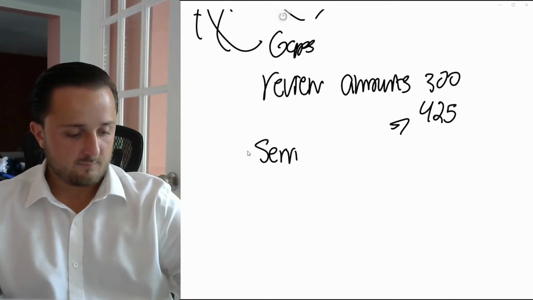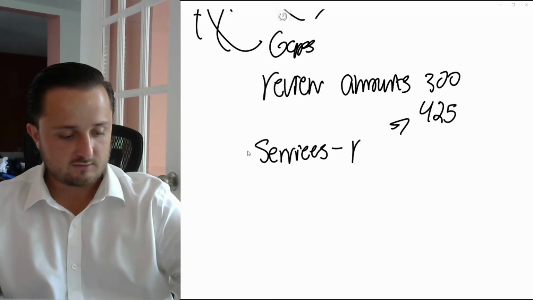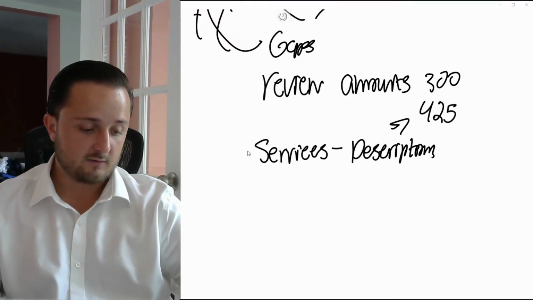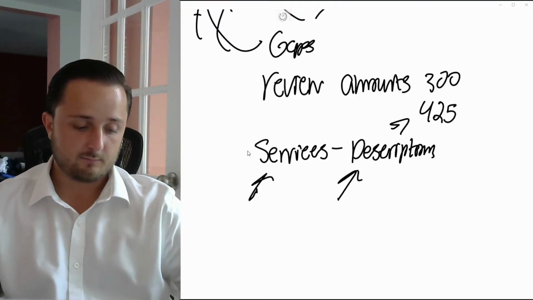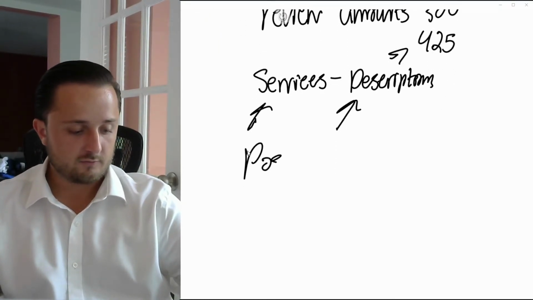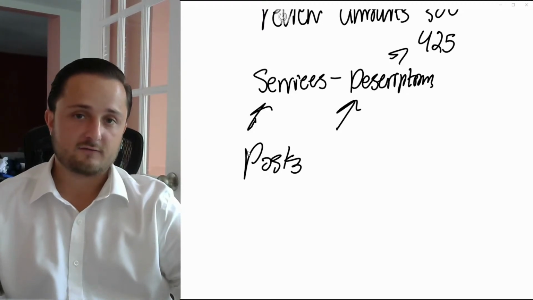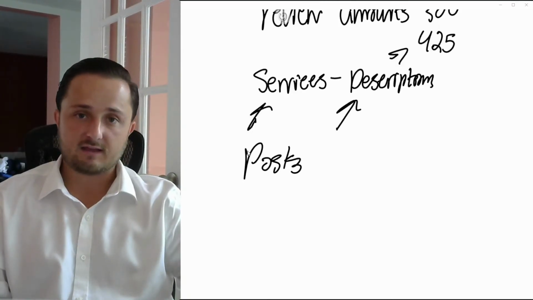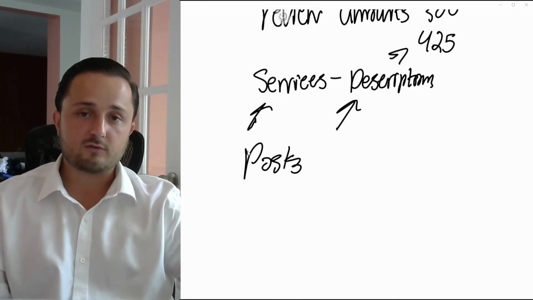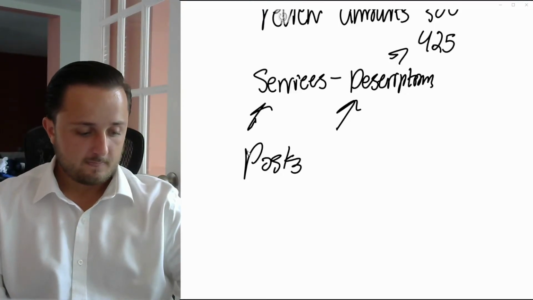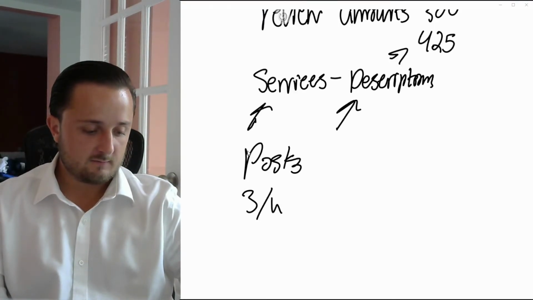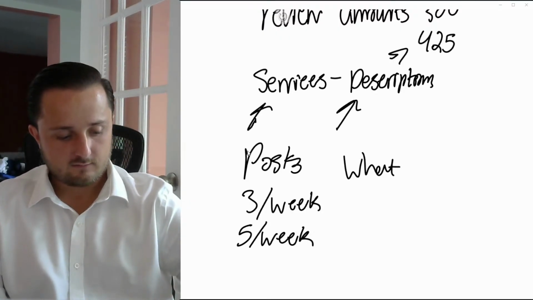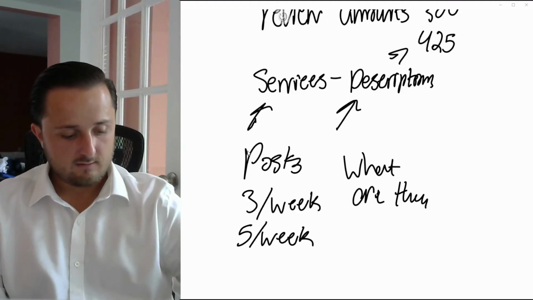If we are behind on services with descriptions on the vehicle wrapping Google Business Profile, then we need to figure out where we are lacking and where we can improve. We're going to look at posts. How often is the competition posting on their Google Business Profile? Do we need to meet that cadence? Do we need to beat that cadence? What do their posts look like, right? Are they posting 3 times a week? Are they posting 5 times a week? What are they posting?